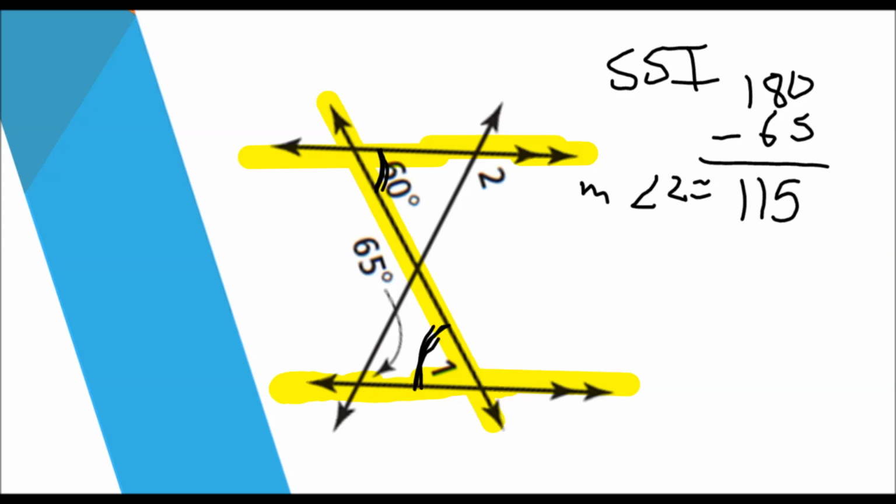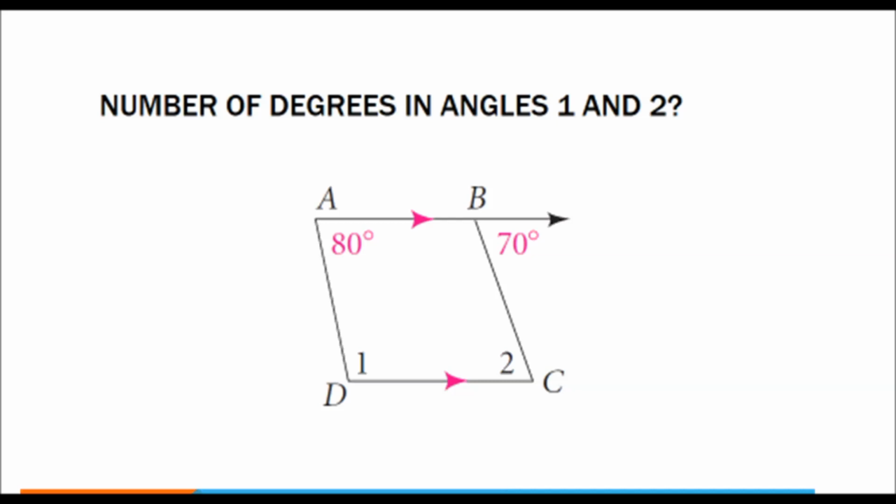1 is on the left of the transversal. 60 is on the right. And they're both interior. That means alternate interior. And so that means automatically no work needs to be done. They're congruent. So the measurement of angle 1 is 60. We're done.